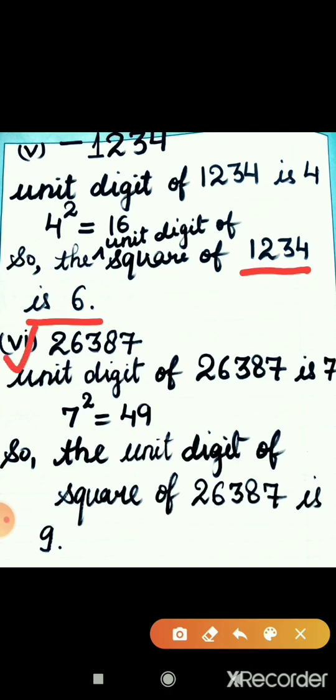Sixth part, 26387. Unit digit of 26387 is 7. Square of 7 is 49. So the unit digit of square of 26387 is 9.